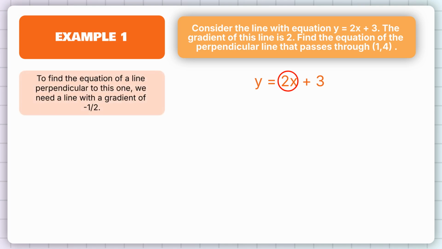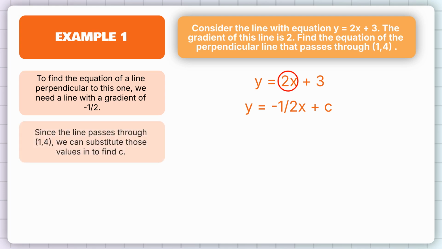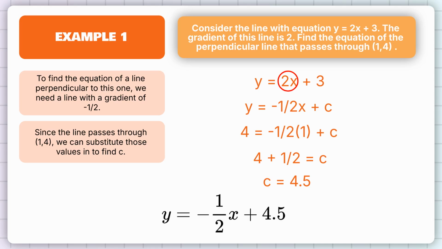To find the equation of a line perpendicular to this one, we need a line with a gradient of minus 1 over 2. This means the line will be of the form y equals minus 1 over 2 x plus c. Since the line passes through 1, 4, we can substitute those values in to find c. 4 equals minus 1 over 2 times 1 plus c. 4 plus 1 over 2 equals c. c equals 4.5. So, the equation of the line perpendicular to y equals 2x plus 3 and passing through 1, 4, is y equals minus 1 over 2 x plus 4.5.